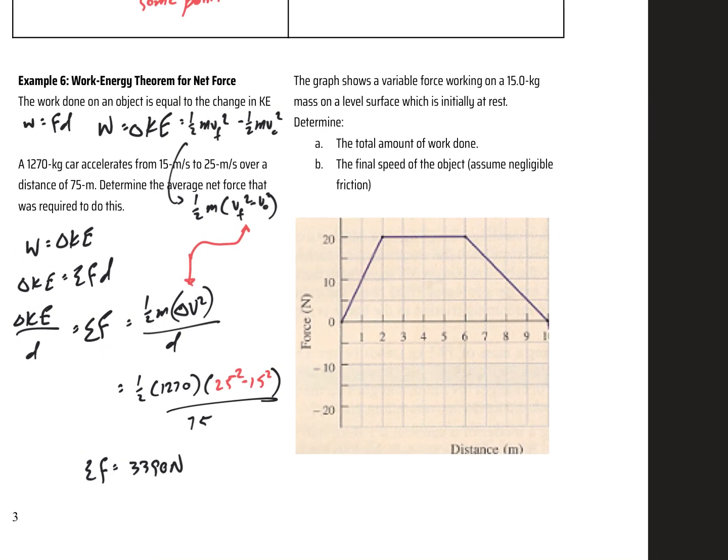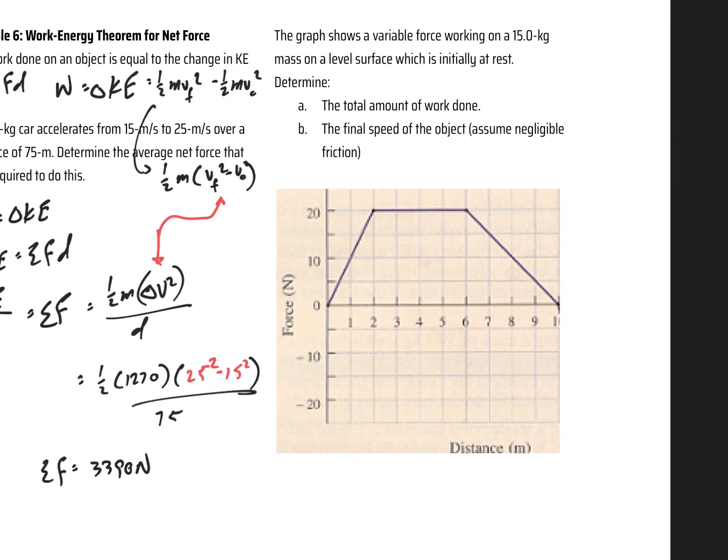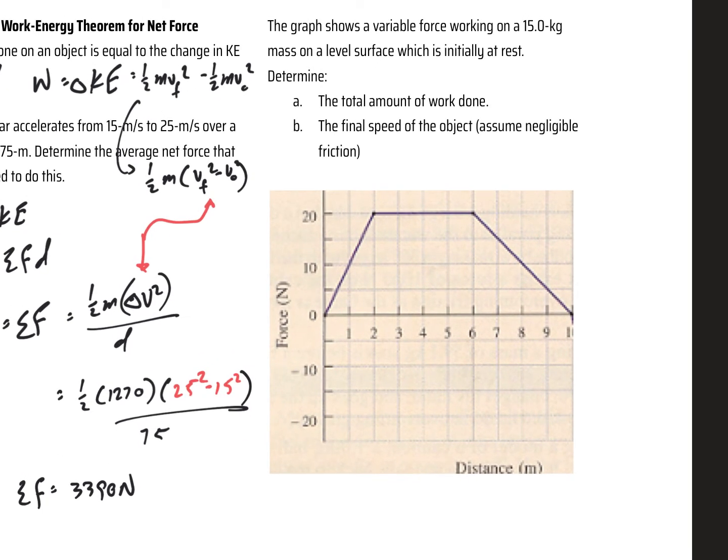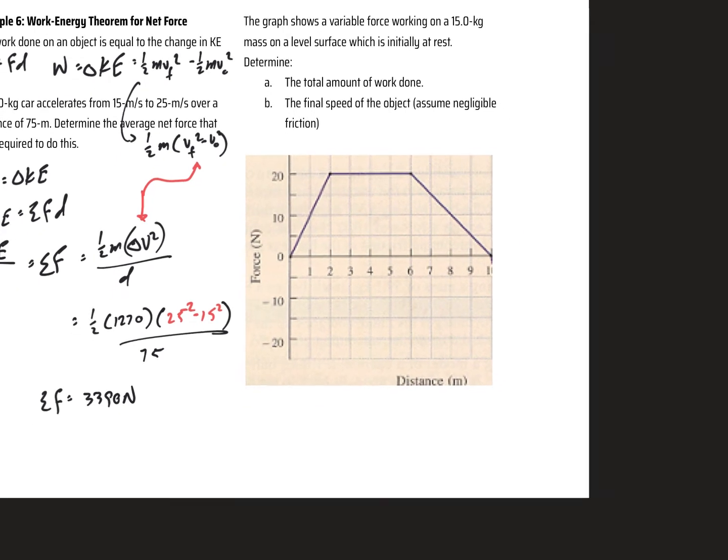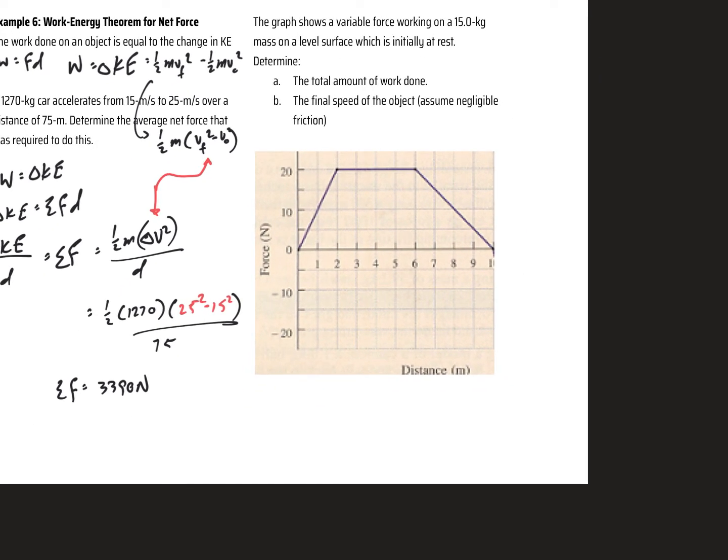Another way to look at this is to look at a graph, and we know the graph is demonstrating force versus distance. And so we have a couple different questions. One, what's the total amount of work done? And then the last one here is the final speed of the object. So the first thing I want to do is I'm going to break this apart into different areas. So this is area 1. Then we have this big guy here. We'll call this area 2. And then this third area, this triangle right here, we'll call that area 3.